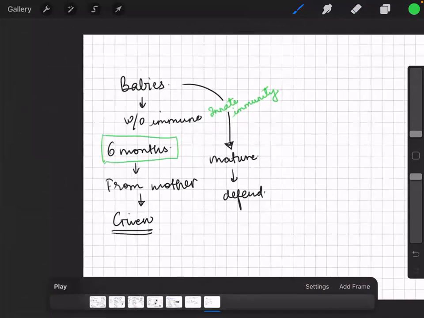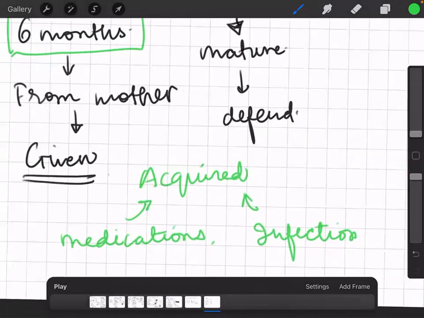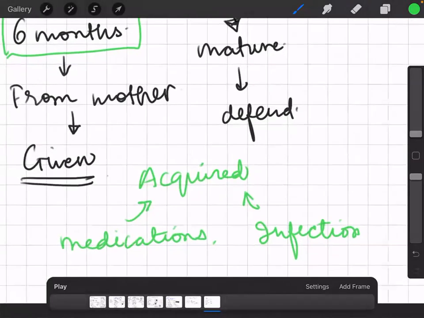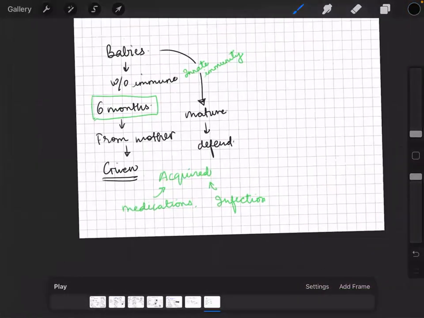What you get from your mother is the acquired immunity. Okay, you acquire it because your mother gave it to you. You can also get acquired immunity by taking certain kinds of medications, or you can also acquire immunity by getting infected with a particular pathogen. This is something that you did not have in your body, but you got it or you acquired it because you did something to get that infection.